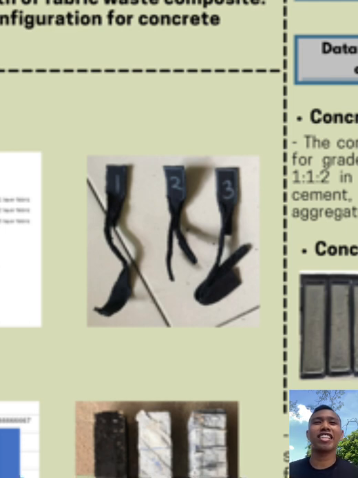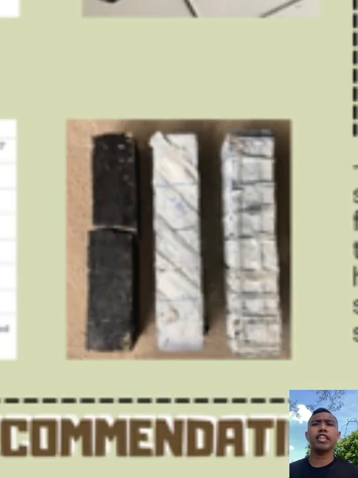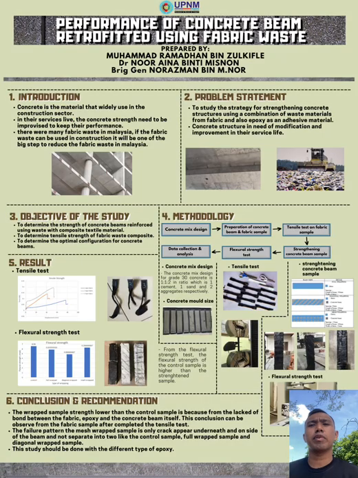The second one is that the failure pattern of the mesh wrap sample is only cracks appearing underneath and on the side of the beam, and it does not separate into two like the control sample, the full wrap sample, and also the diagonal wrap sample. And for the recommendation, this study should be done with different types of epoxy, so we can see the behavior of the concrete beam or the fabric waste itself after we layer it with a different type of epoxy. That's all from me.